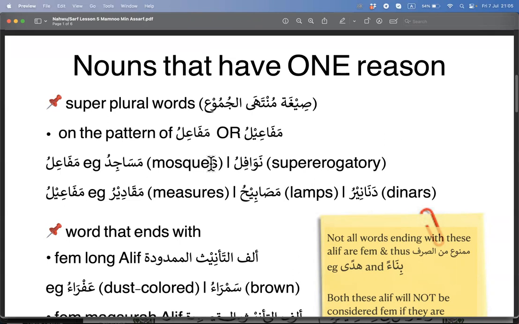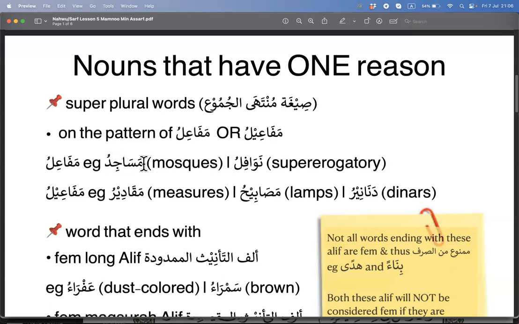For the pattern of mafa'ilu, we have the example masajidu. If you can remember this word masajidu, then every time you see a word that sounds like this, nawafilu, awamiru, then these are all going to be the pattern of super plural. These are plurals, and not just any plural, but the highest number of plural, and they cannot take a tanwin, so that's why I wrote them without tanwin.